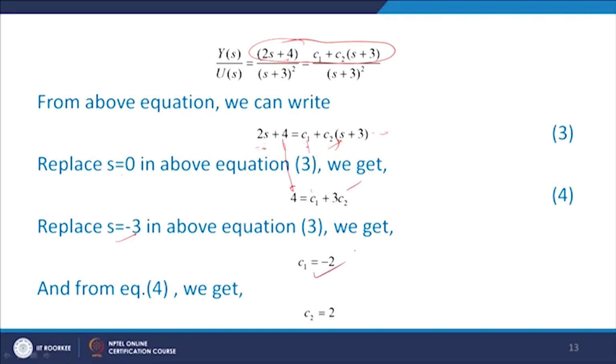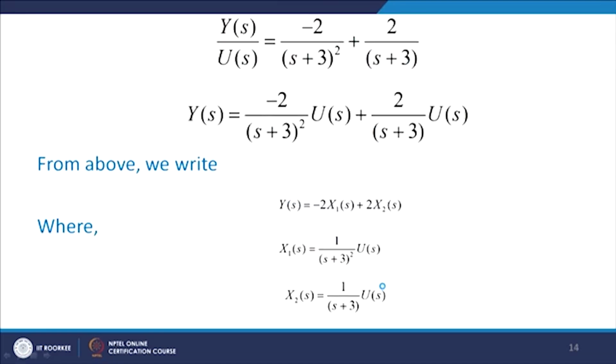And now we have got c1 equals minus 2, we also require the value of c2. So, what we will do? We replace c1 equals minus 2 in this equation and we will get c2 equal to 2. Then Y(s)/U(s) equal to minus 2 divided by (s plus 3) square plus 2 divided by (s plus 3). Now, we will solve it.